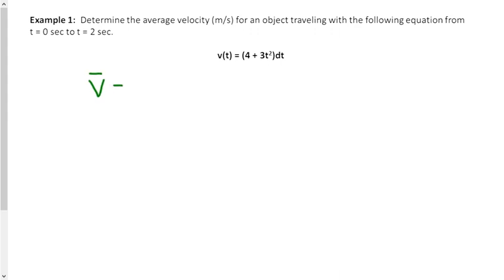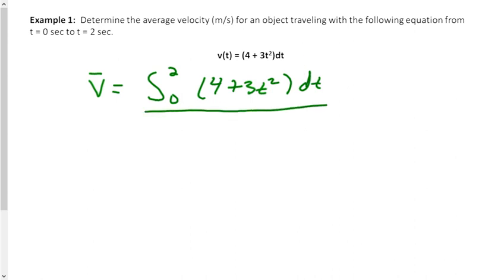is then going to equal the integral from 0 to 2 of 4 plus 3t squared dt. All of this is going to be divided by 2 minus 0. Okay, well, we take the antiderivative of this equation.